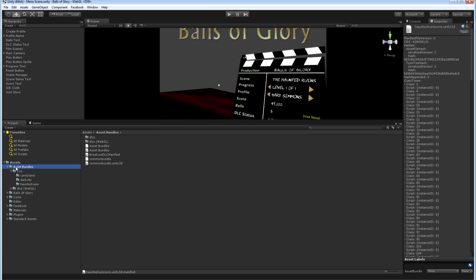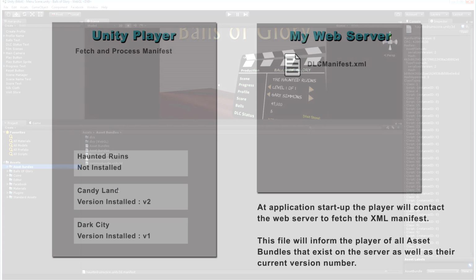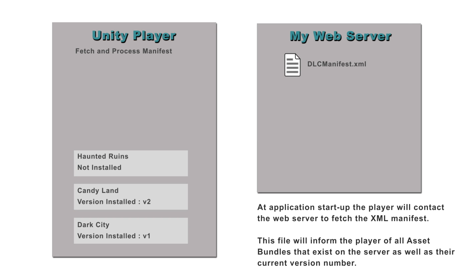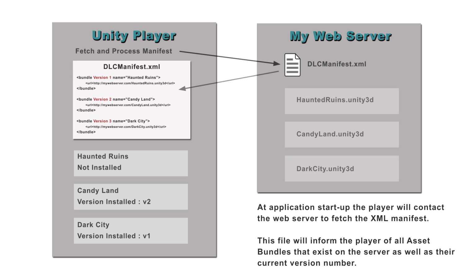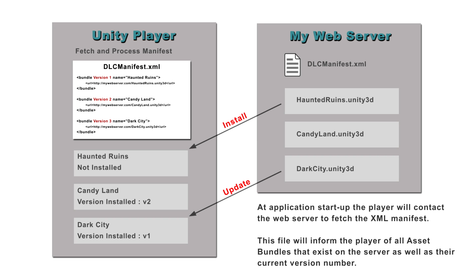Now, when the game first runs, the first thing our application will do is fetch an XML manifest from a web server. This manifest will instruct the application of all of the asset bundles, in other words, all of the theme packages that are available for download. Any that have not already been installed will become available for installation upon user's request. Any themes that are installed but have been updated will also automatically patch themselves to the latest content.